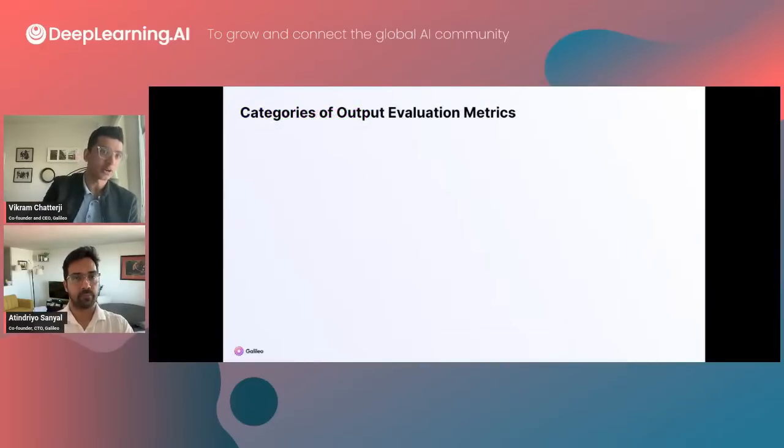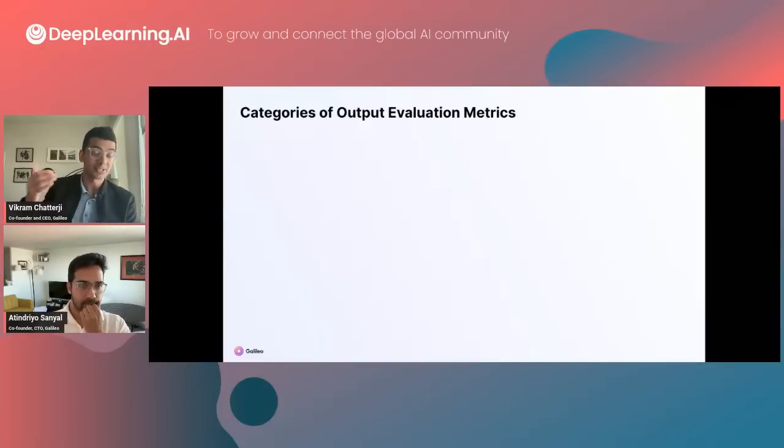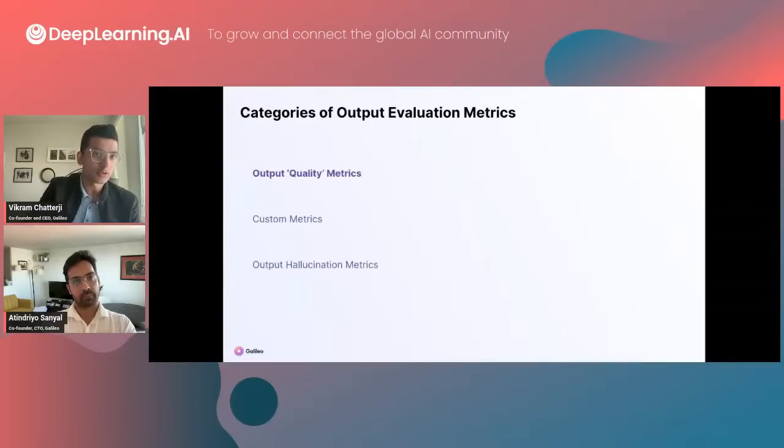If you double click on output evaluation metrics, and in general, as you think about building large language model based applications, when you're thinking about these evaluation metrics, we urge you to think of it in three different ways. There's the output quality metrics, there's customized metrics for your specific product and business use case, and then there's the output hallucination metrics. So what do I mean by that?